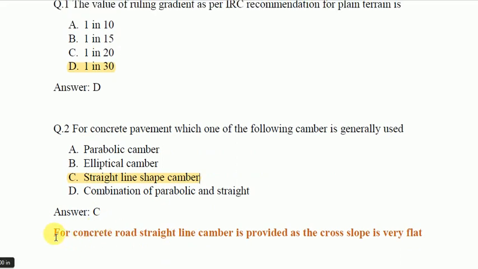This is the explanation. For concrete road, straight line camber is provided as the cross slope is very flat. It means that generally in concrete roads, our camber is very flat, and for that purpose we use straight line cambers.